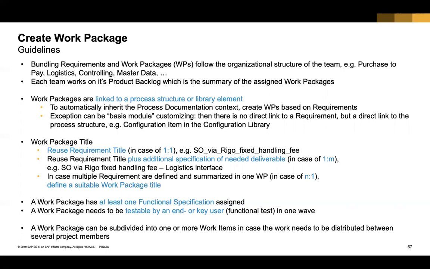And typically for a work package, we expect that at least one functional specification is assigned to it. Now, this is important because this is something that we also track as a deliverable within the project, and it is also tracked in the solution readiness dashboard, where we show whether functional specifications are available, are they overdue, and so on. So there's a lot of reporting that happens against these functional specifications. So Focus Build expects that each work package has a functional specification that needs to be created.